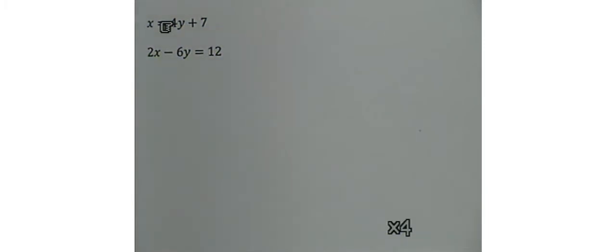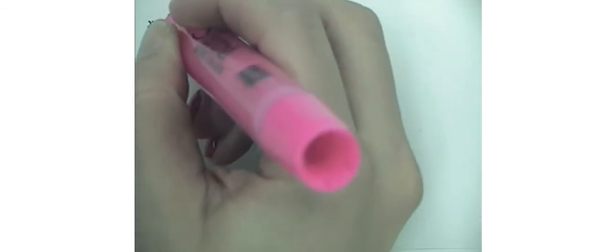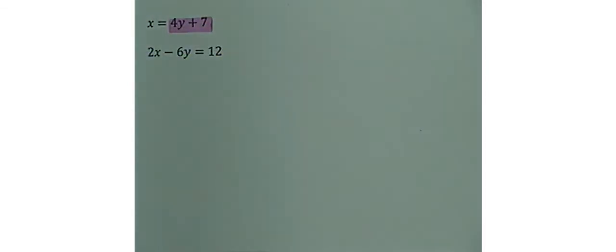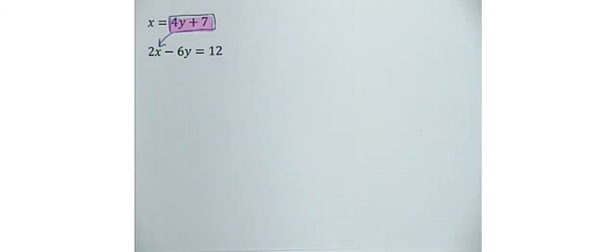So because x is solved for, because x is isolated, it's by itself, I'm going to take this expression 4y plus 7, and I'm going to substitute that into my second equation where I see the x. Okay, so this right here is going to get plugged in for the x in the second equation.